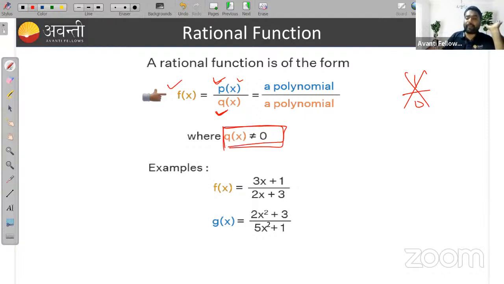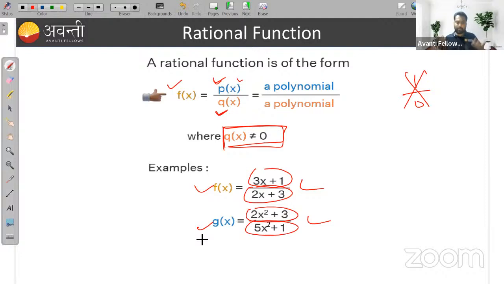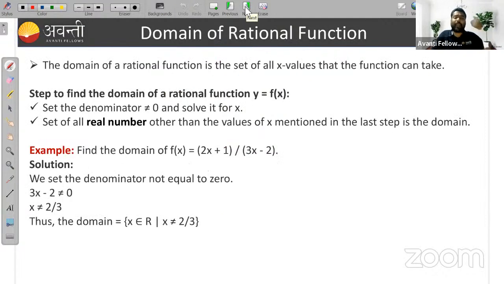Some examples here I have taken f of x and g of x, where these are two rational functions. Okay. See here, this is also a polynomial. This is also a polynomial. This is also a polynomial. This is also a polynomial. So these are some examples of rational functions. Let's check how we can find the domain of a rational function. है ना? Domain of a rational function को हम कैसे find out करेंगे? ठीक है?